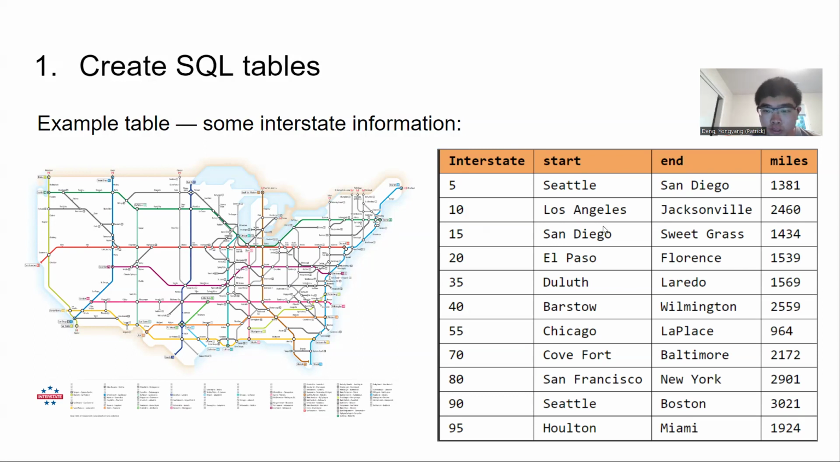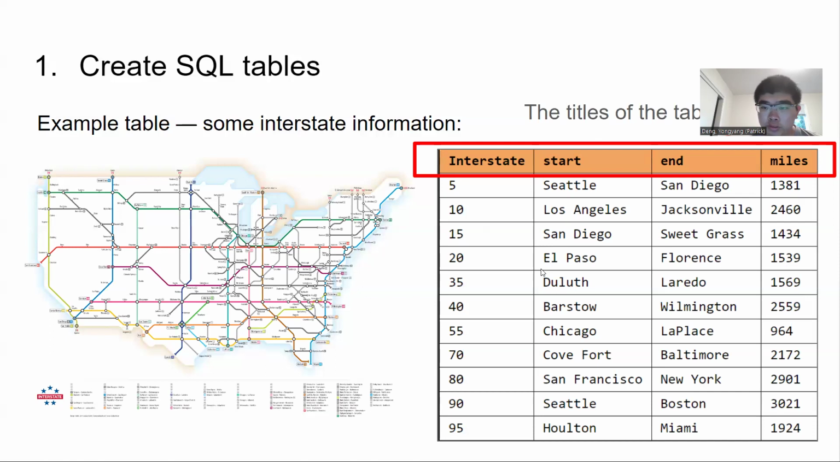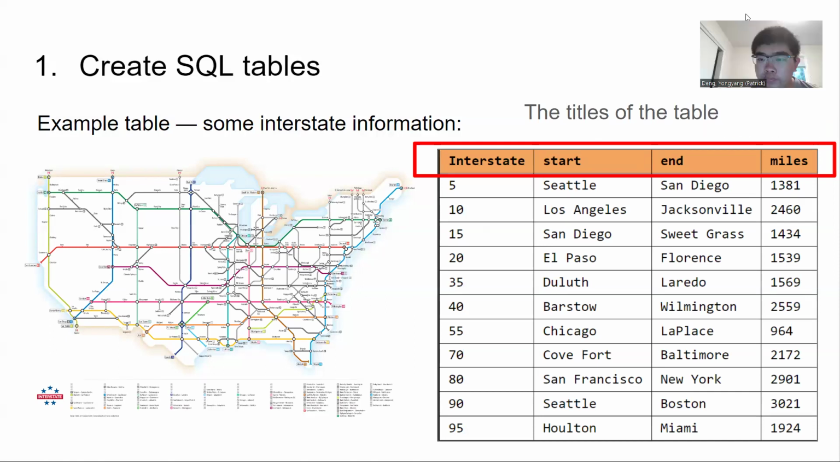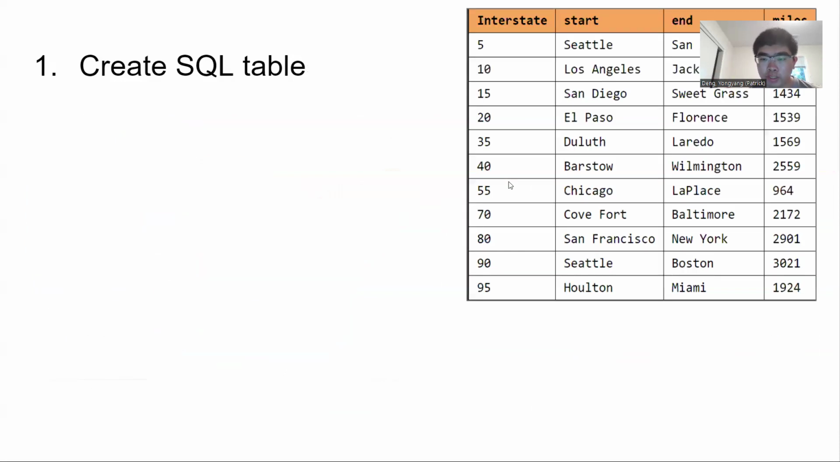So we have to construct a table like that, and we have several columns: the interstate, meaning the number of the interstate, the starting point, the ending point, and how long the interstate is. So this is our raw data, and we're using SQL to construct a table called interstate. Now the titles of the table, I mean the names of the columns of the table.